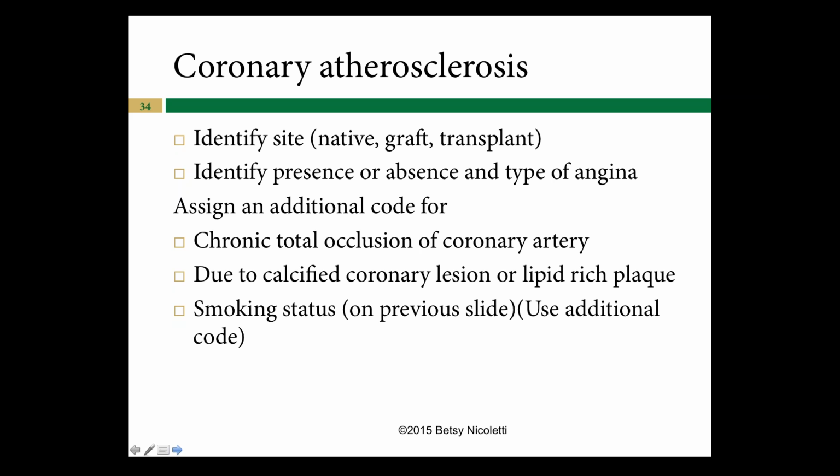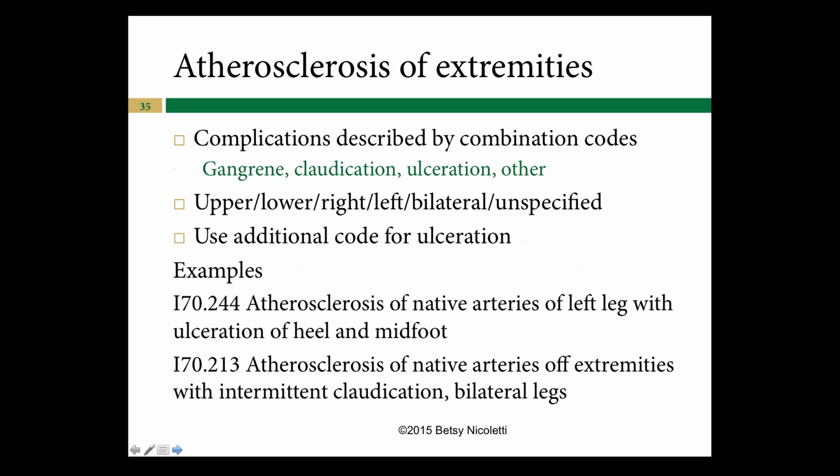So coronary atherosclerosis doesn't change too much between ICD-9 and ICD-10. In terms of the extremities, we have more choices. If you've been listening in on these, you know one of the things about ICD-10 is what the realtors tell us: location, location, location. It gets much more specific. That's part of how we got so many codes from ICD-9 to ICD-10. So the location is specific, there are more complications, and we have laterality.